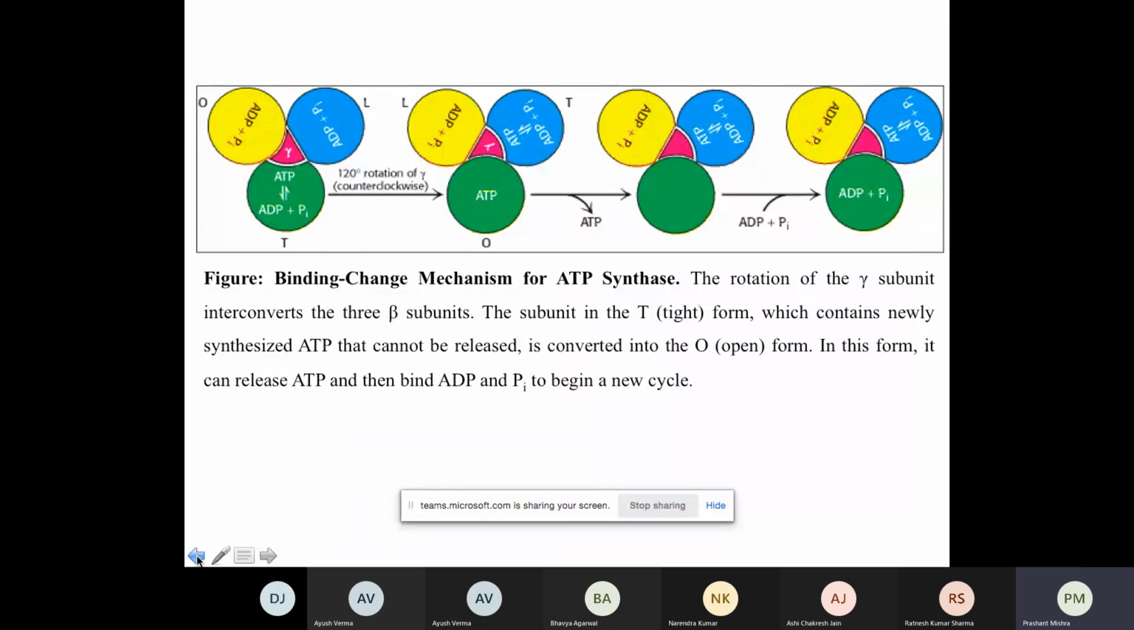That's number one. Number two is that if I block the re-entry of the proton, you will see that ATP is not being synthesized. If you uncouple the electron transport chain and phosphorylation, you see the inhibition. You can also see inhibition if I block the ATP synthase. So there are many mechanisms of stopping ATP synthesis, by which you can prove that the electron transport chain is coupled with ATP synthesis. Is it clear so far?